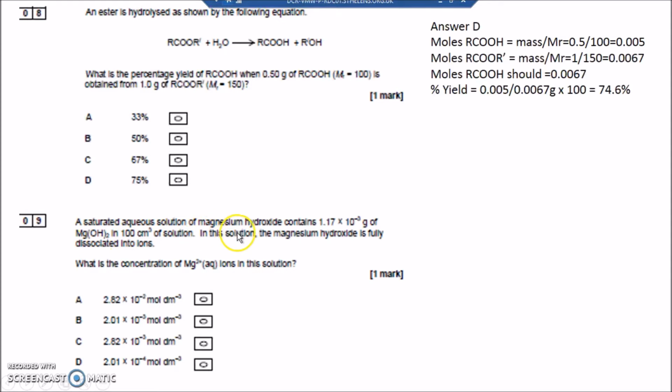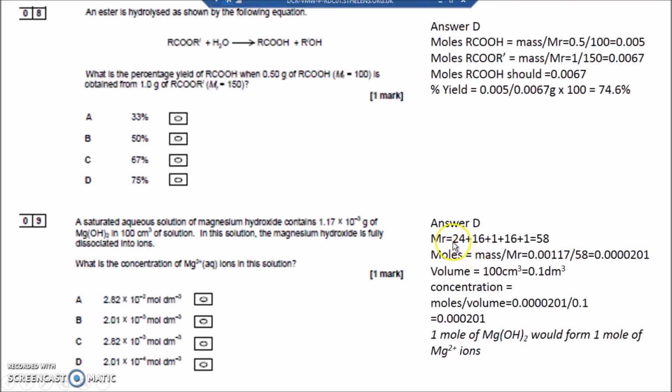A saturated aqueous solution of magnesium hydroxide contains 1.17 grams of Mg(OH)2 in 100 centimeters cubed of solution. In the solution, the magnesium hydroxide is fully dissociated. That means fully split up into its ions. What is the concentration of Mg2+ ions in the solution? But what have I got first of all? They've given me the formula of magnesium hydroxide, so I could work out its MR.